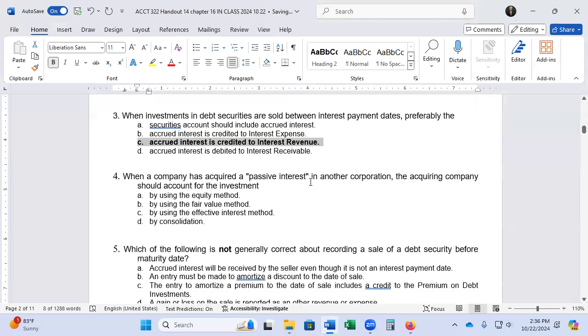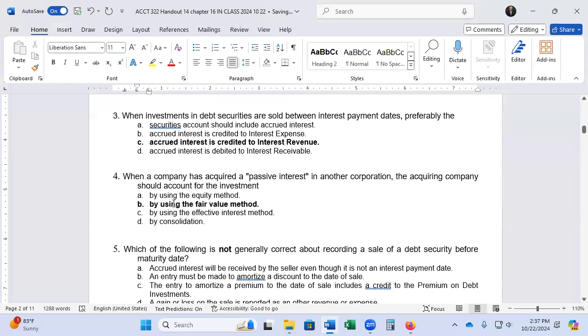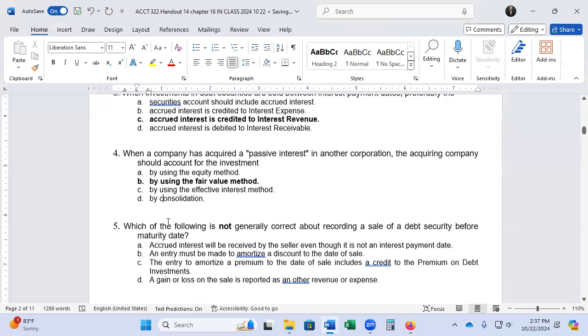When a company has acquired a passive interest in another corporation, the acquiring company should account for the investment. And the answer here is B, using the fair value method. So the equity method is another method that we could use, but it's more than passive control. The effective interest method is not a method for reporting investments. It's just how we amortize them. And then consolidation, generally speaking, that's up over 50% ownership or full control.